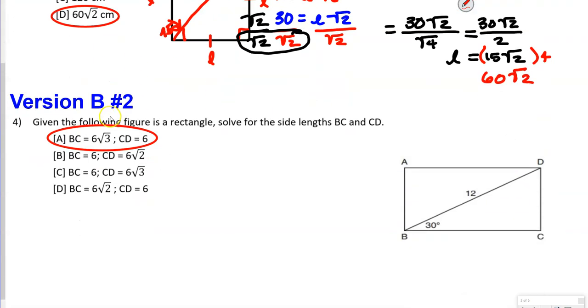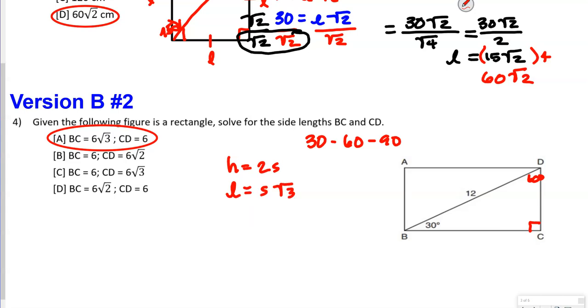All right, this next one says, given the following figures a rectangle, solve for the side lengths of BC and CD. So in this one, I know that with a rectangle this has got to be a right angle, right? So if that's true, then the other angle has to be 60 degrees up here. So now I know that this is a 30, 60, 90 triangle, yes? So we have two formulas for 30, 60, 90. We have that h is equal to 2 times the short leg. We have that the long leg is equal to the short leg times the square root of 3.